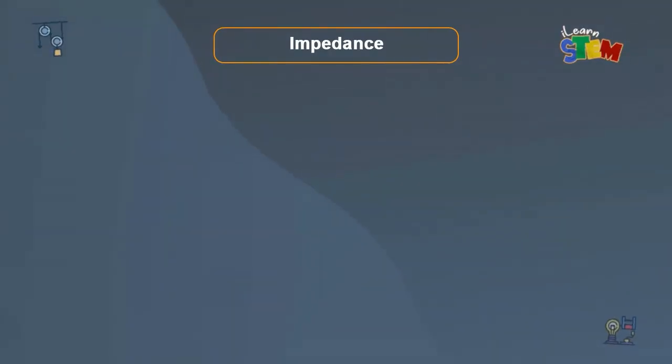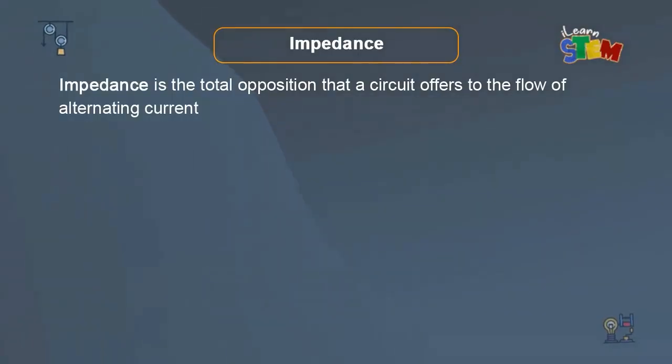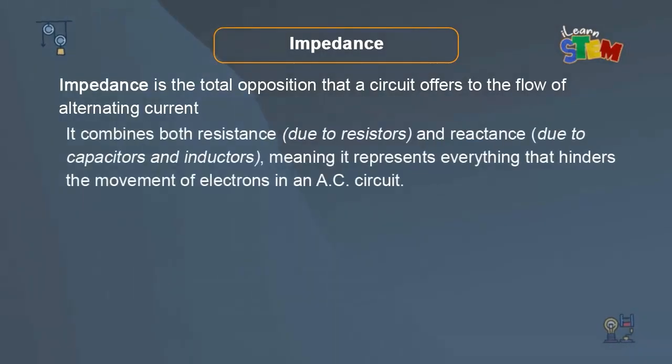About our next objective: impedance. It is the total opposition that a circuit offers to the flow of alternating current. It combines both resistance, due to resistors, and reactance, due to capacitors and inductors, meaning it represents everything that hinders the movement of electrons in an AC circuit.